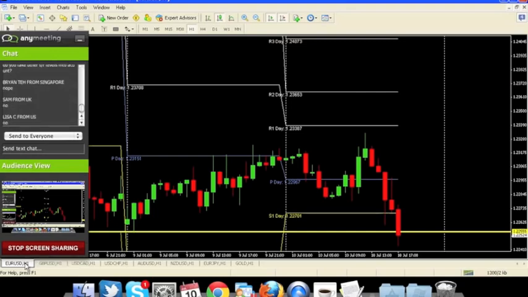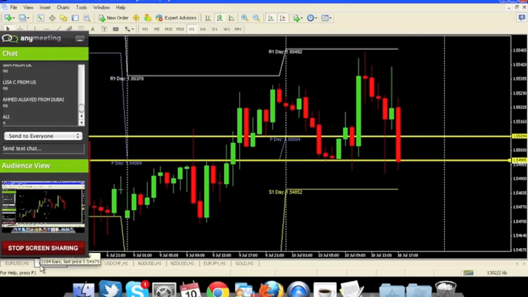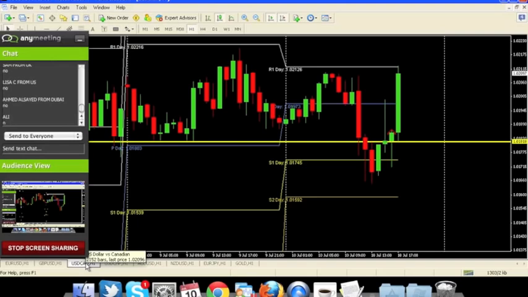No, the candle has not closed. Look at Euro USD. It's trying to push and close below the pivot. Look at Pound. It's doing the same thing. It's pushing. Look at CAD. It's pushed all the way up to the next resistance.